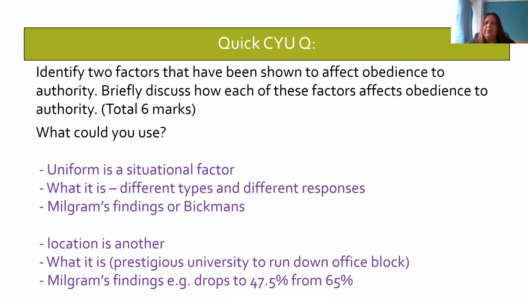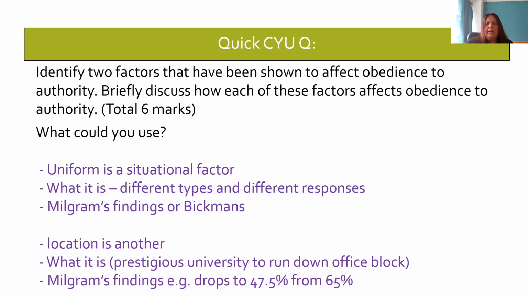So to use something a little bit different, let's also go for location. What do we actually mean by that? Where the orders are given. If it's perhaps a prestigious university, we're more likely to get higher obedience levels as in Milgram's study. But if I was given the same instructions outside of that experimental context in a rundown office block, I'm less likely to follow the orders that were given in Milgram's experiment. And again, pop some findings in there to really boost those 6 marks, to encourage those higher mark boundaries.